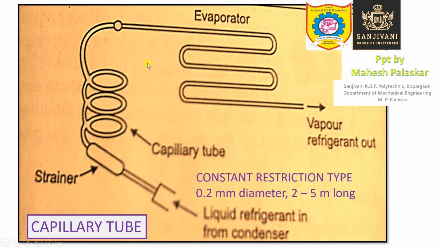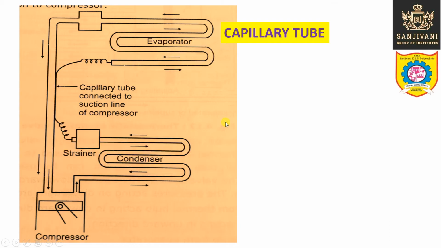So due to this reason we install a dryer strainer at the beginning of the capillary tube. When the impurities and the moisture are removed from the refrigerant, then only the refrigerant will pass through the capillary tube, which has a very small diameter and a long length, and gets expanded in the capillary tube. After that it will pass through the evaporator, and from the evaporator the refrigerant will go back to the compressor. So that was about the capillary tube.